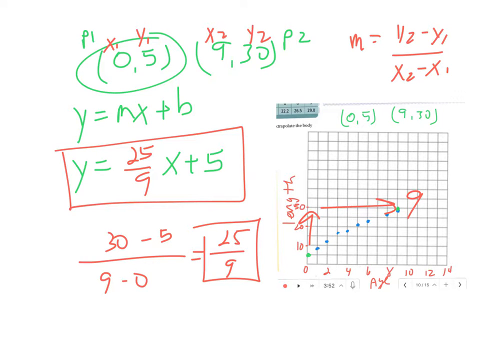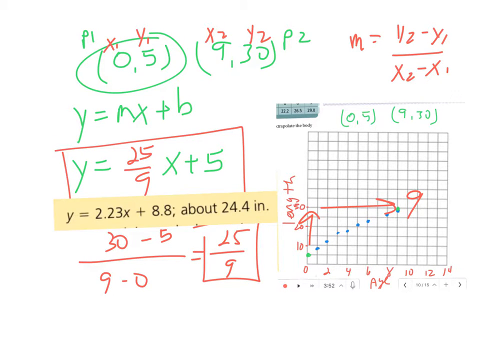Let's check that real quick. So they had 2.23 plus 8.8. Well, 25 divided by 9 is 2.7. That's not too far off. And 8.8 for the y-intercept is pretty close to, why did I put 5? Oh yeah, there it is. Yeah, there's my 5. So anyway, they put 8.8. I don't know if I agree with theirs, but again, it's just a trend line overall, and it doesn't fit too bad. So that's the one I'm going with.